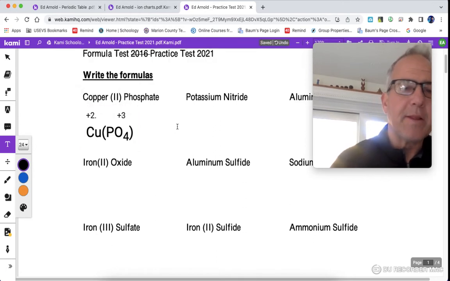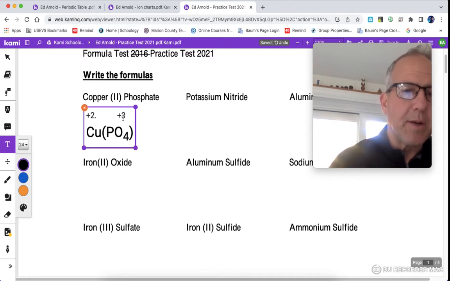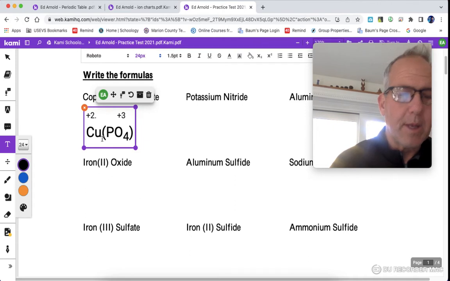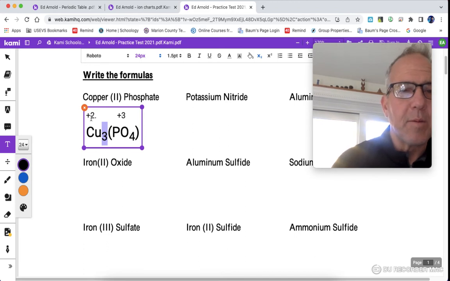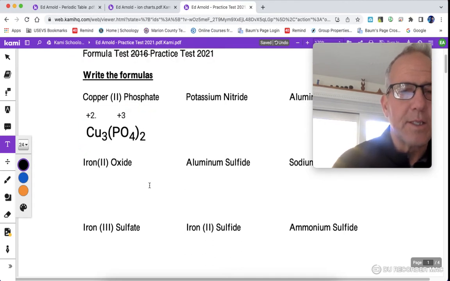All right. At this point now, it's where you crisscross. So take whatever number you have here, and you're going to put it down here. No charges, just the number. And whatever number you have here too, you're going to put down here. Again, just the subscript, not the charges. Okay? And there you go, copper 2 phosphate.